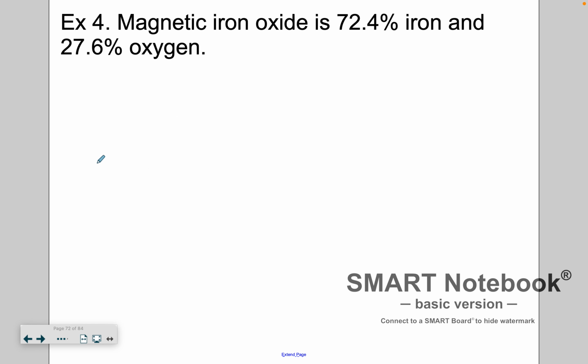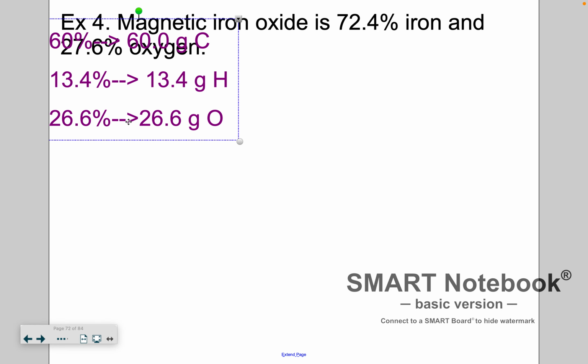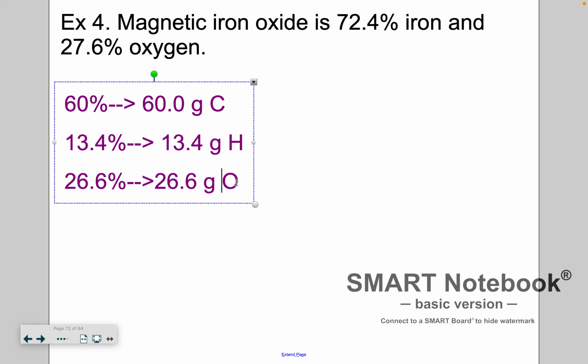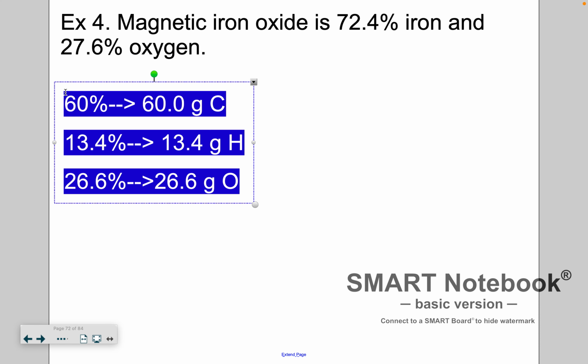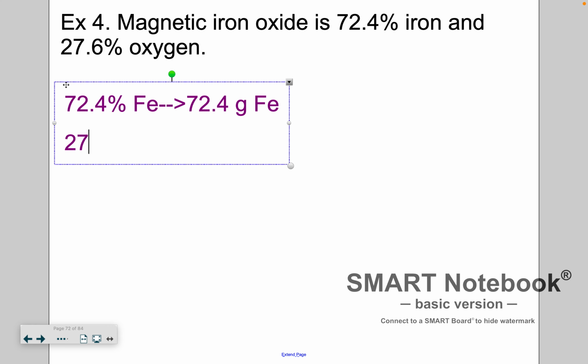Okay, last example. Magnetic iron oxide is 72.4% iron and 27.6% oxygen. So I'm going to paste my purple and save my finger. Okay, so the 72.4% Fe is now the 72.4 grams of Fe. And the 27.6% of oxygen is now the 27.6 grams of oxygen. That's first step.